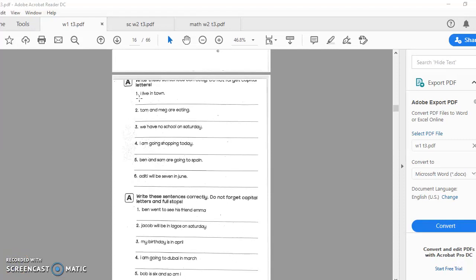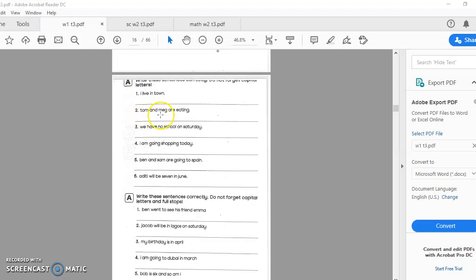For the next activity, you need to draw a ring or a circle around the letters that need to be capital, okay? So number 1, I live in town, okay? In the sentence, one letter is supposed to be a capital, so all you'll do is draw a circle around it. And you do the same for the next one.